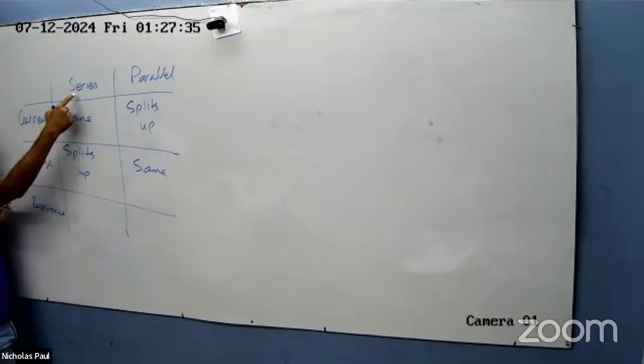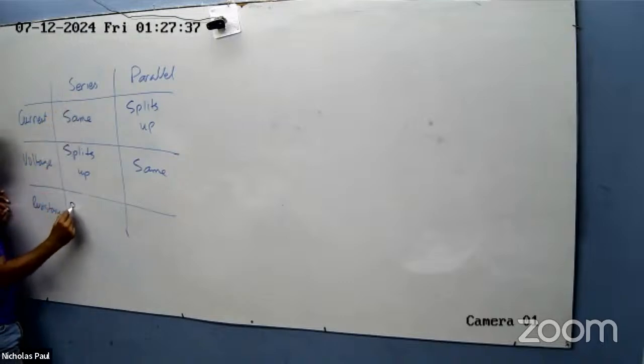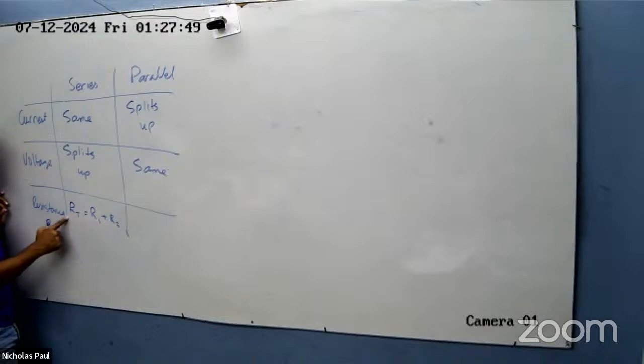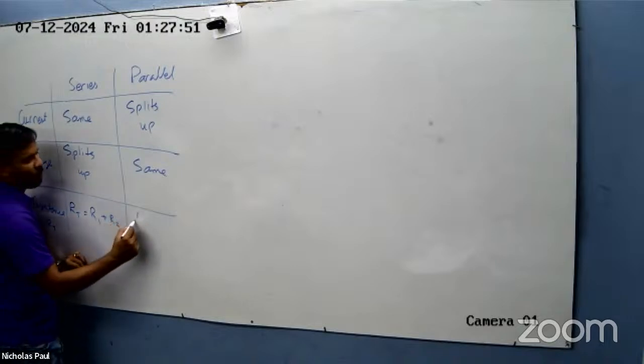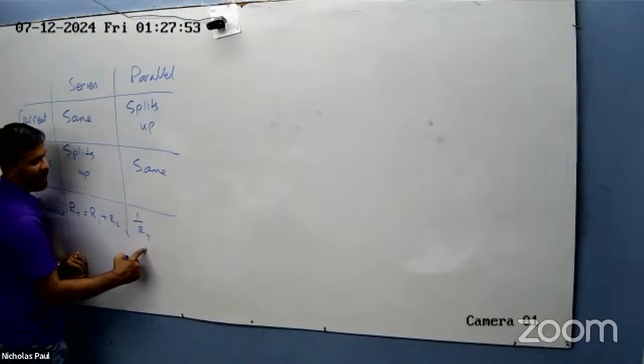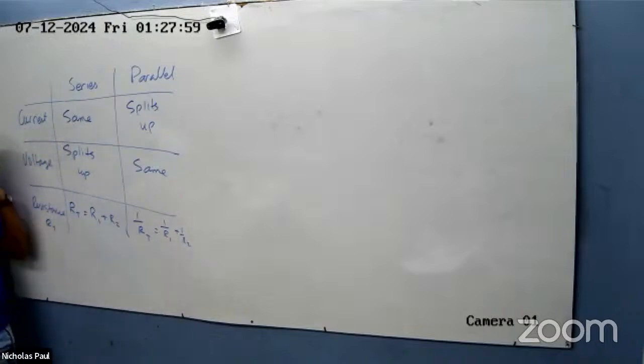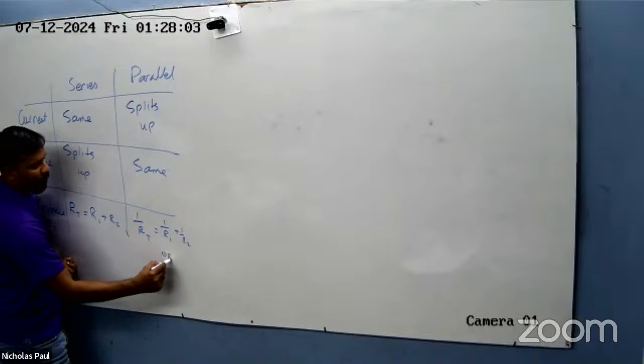Resistance, right? This one is new. To calculate the total resistance in series, the formula is the sum of the resistances, R1 plus R2. So if you have two resistors in series, you add them up to get the total. But if you have two resistors in parallel, you have to use this formula here: 1 on R1 plus 1 on R2. Or you can rearrange it.